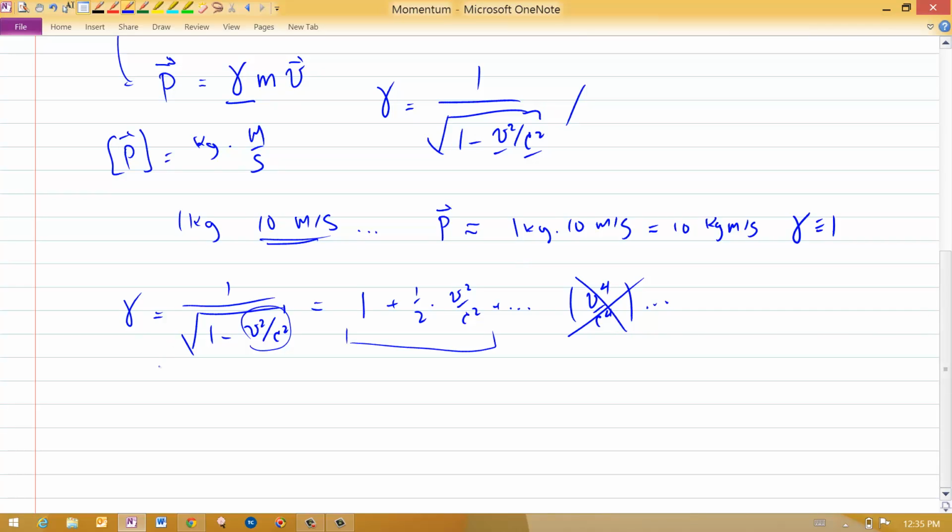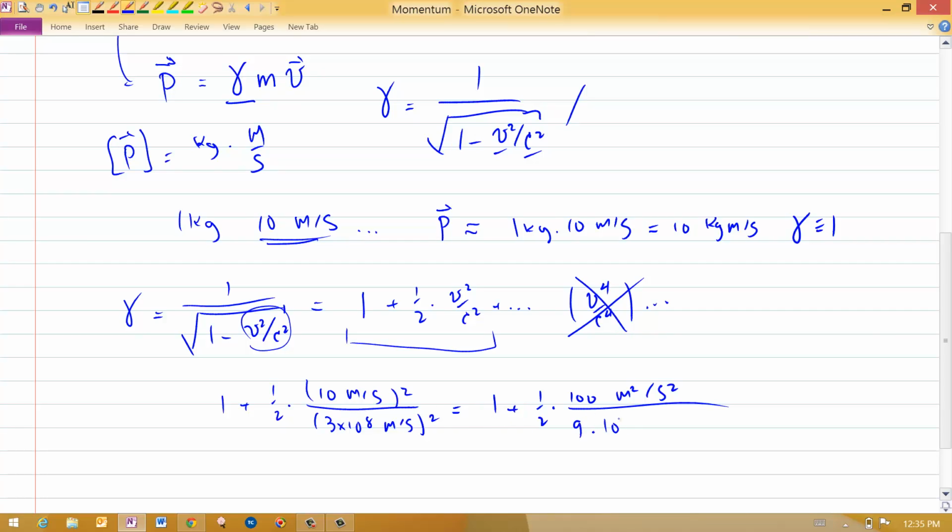So my gamma factor here is 1 plus 1/2 times, my velocity is 10 meters per second, so I'll write that as 10 meters per second, but I have to square that. Then I divide it by the c, which is 3 times 10 to the 8 meters per second, and I square that. So I get 1 plus 1/2 times the 10 squared, which is 100, meters squared per second squared. The denominator is, the 3 squared gives me 9, the 10 to the 8 gives me times 10 to the 16, and I still have meters squared per second squared. And I'm going to do this sloppy and approximate. I'm going to say that this 9 is approximately equal to 10, so I'm going to cancel this 9 and one of those zeros.